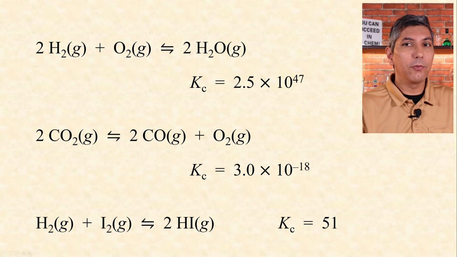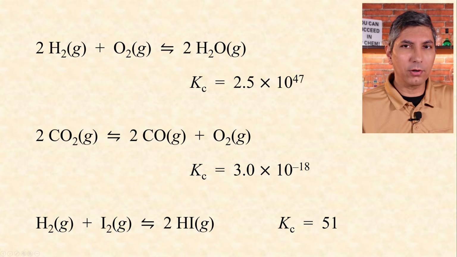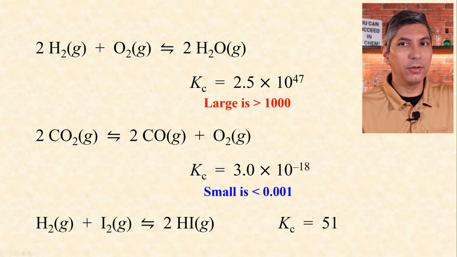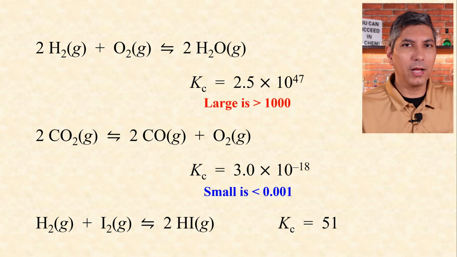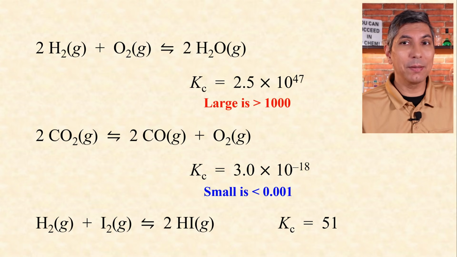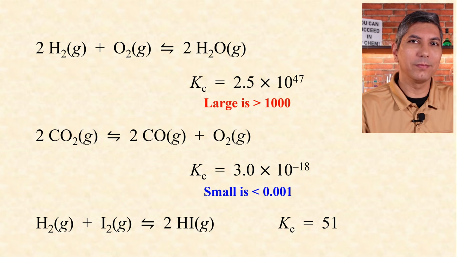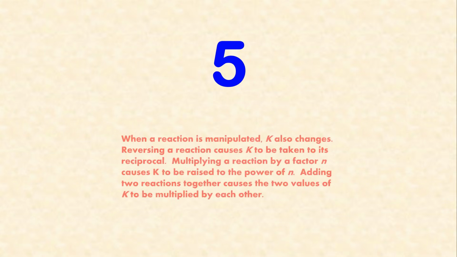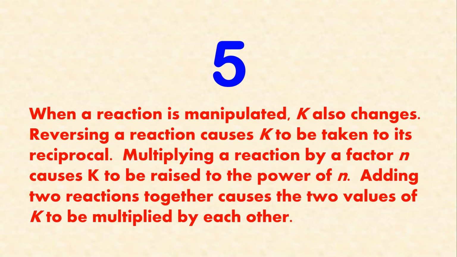And to be clear, very large equilibrium constants are larger than about 1,000, and small equilibrium constants are less than about 1 times 10 to the negative third. Any equilibrium constant in between those values is somewhat close to 1. Number 5. When a reaction is manipulated, K also changes.